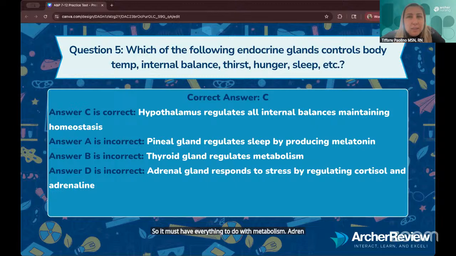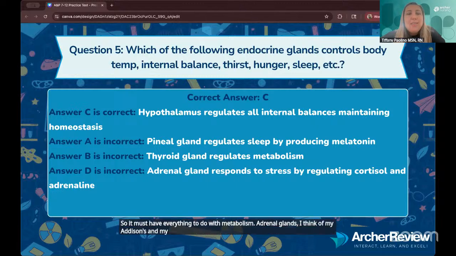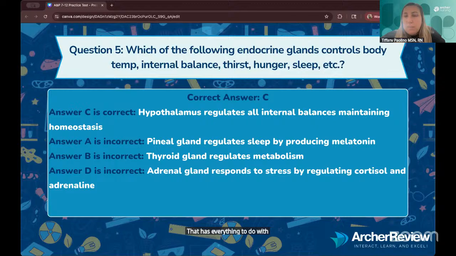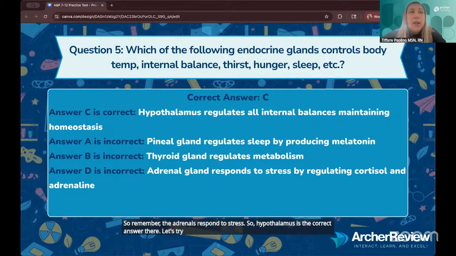Adrenal glands, I think of my Addison's and my Cushing's disease. That has everything to do with cortisol and adrenaline. So remember, the adrenals respond to stress. So hypothalamus is the correct answer there. Let's try another endocrine question.